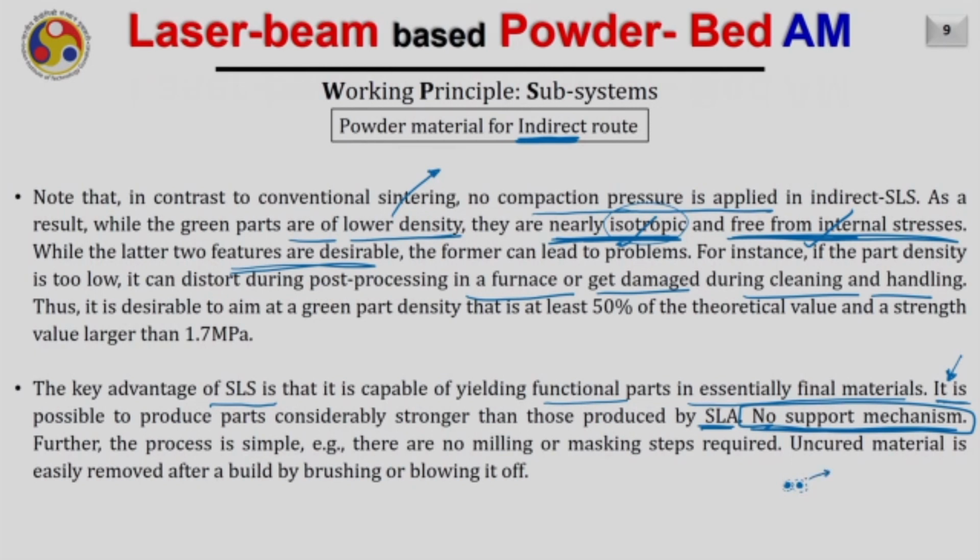Later on, the loose powder which is available under the powder particles getting melted in any overhanging feature, for example, will support it. Hence, no separate support mechanism is required. Later on, this loose powder can be removed easily. Further, the process is simple. For example, there are no milling or masking steps required. Uncured material is easily removed after building just by brush or by blowing it off with compressed air.